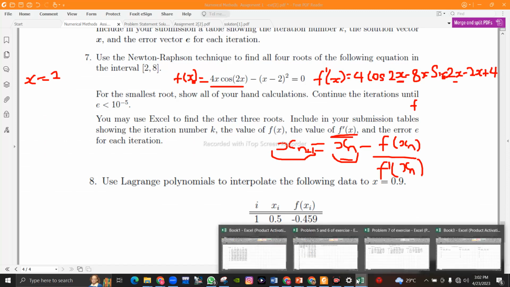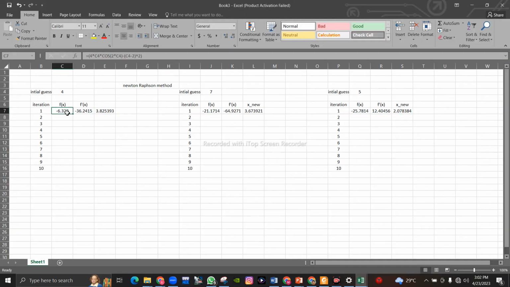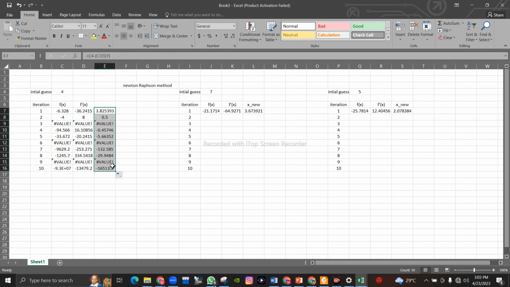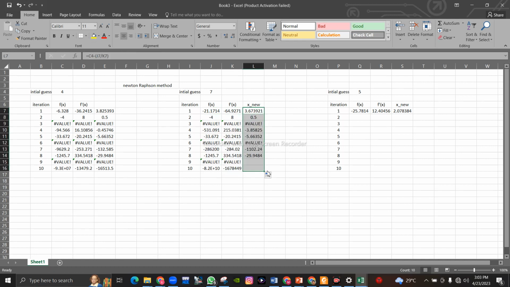So let's extend the graph downward and see to 10th place. No value there. Again, no value here. There's an error that's giving us this. No value here. It's only calculating for the first one. Control Z. The other values are wrong.